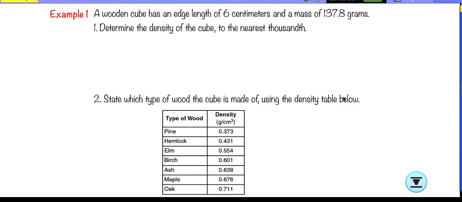Hello everyone. Yesterday we introduced the topic of density. Density is definitely not an easy topic, so I think it's helpful that we work through another two examples today, and hopefully this video will help you understand density in a better way.